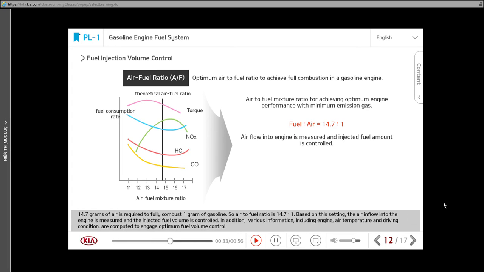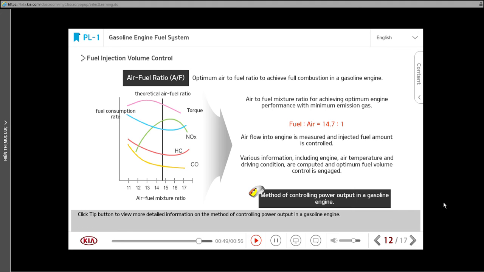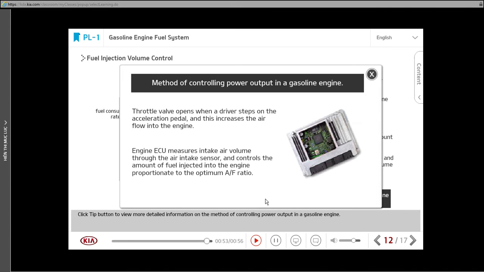Based on this setting, the air inflow into the engine is measured, and the injected fuel volume is controlled. In addition, various information, including engine, air temperature and driving condition, are computed to engage optimum fuel volume control. Click Tip button to view more detailed information on the method of controlling power output in a gasoline engine.